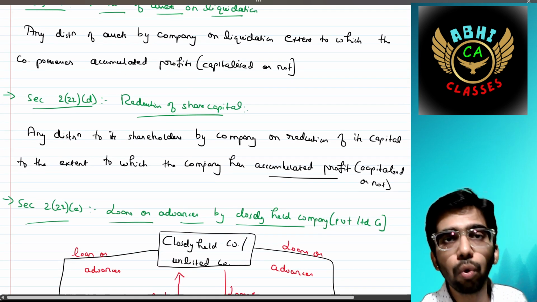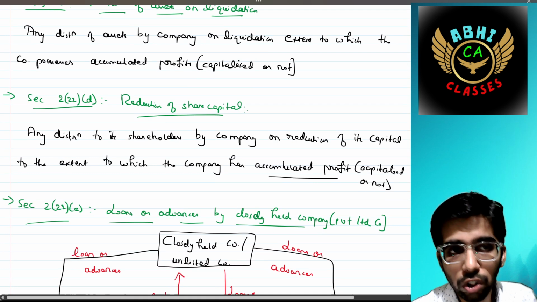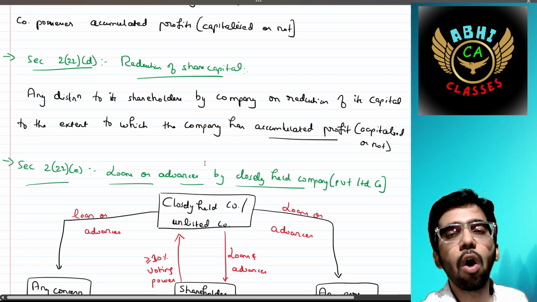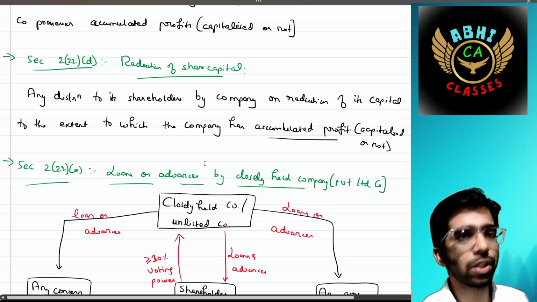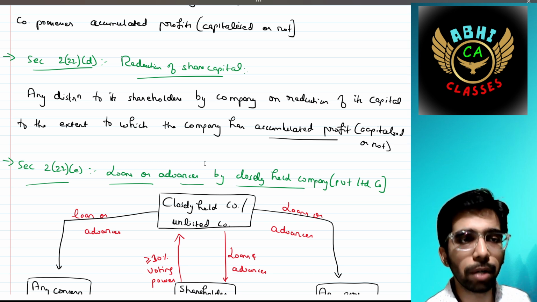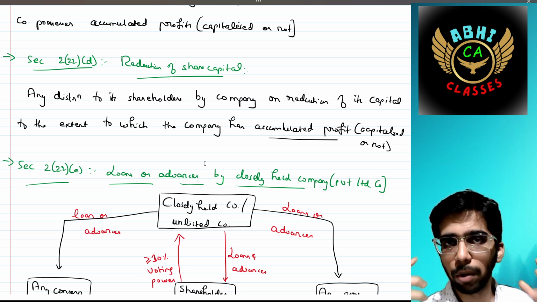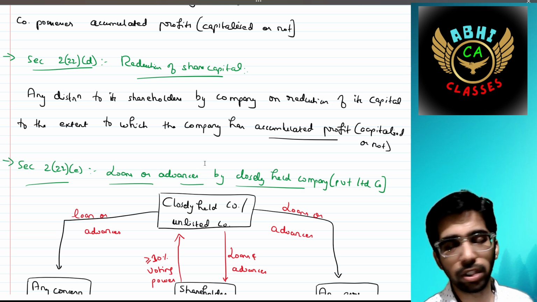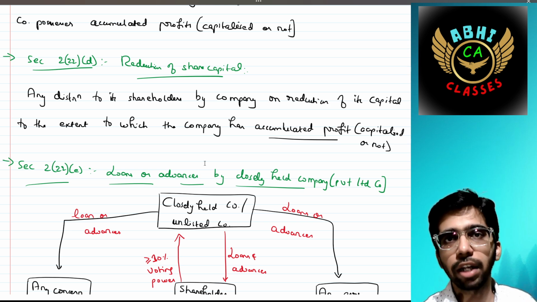Next, section 2, subsection 22, clause D says reduction of share capital. Any distribution to its shareholders by a company on reduction of its capital is taxed to the extent to which the company possesses accumulated profit, whether it has been capitalized or not, it makes no difference.